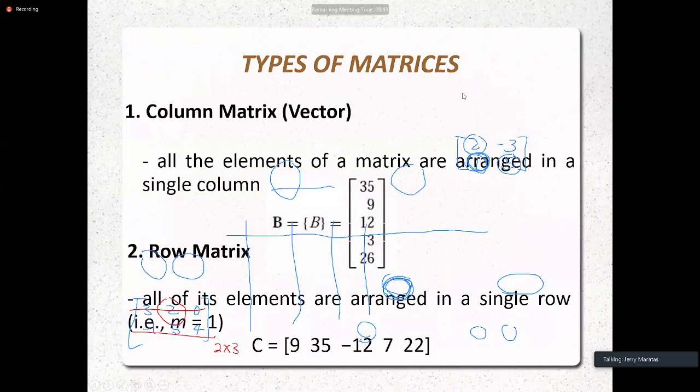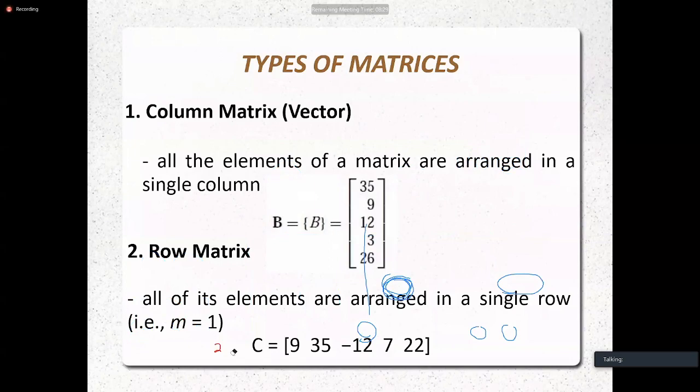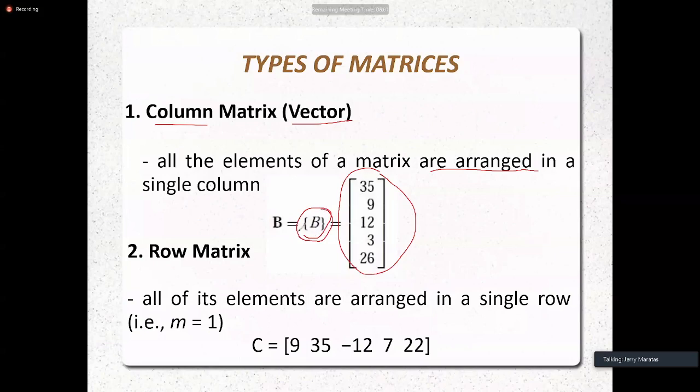Okay, now let's proceed to the different types of matrices. A column matrix is sometimes termed a vector matrix. If all elements are arranged in a single column, like this one, then this matrix is said to be a column matrix, or, as mentioned a while ago, also commonly termed a vector matrix. We can have this symbol. So this is a column matrix.